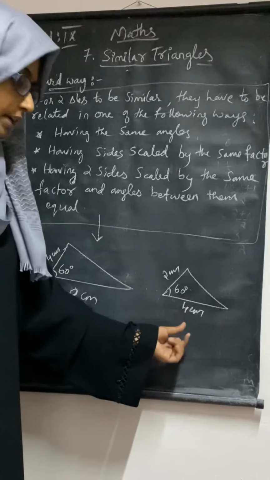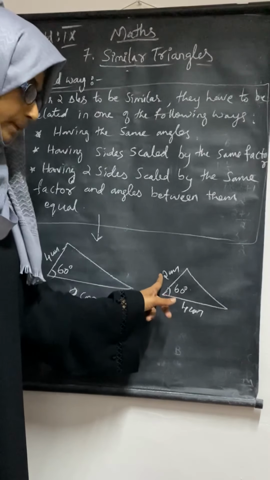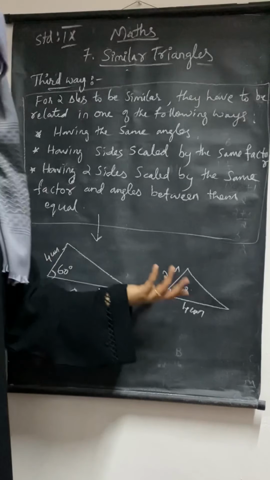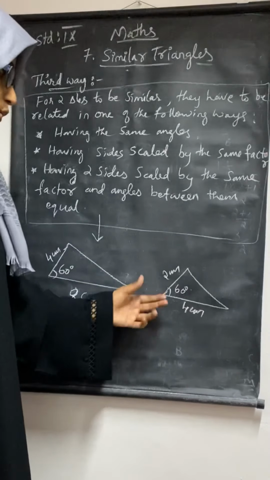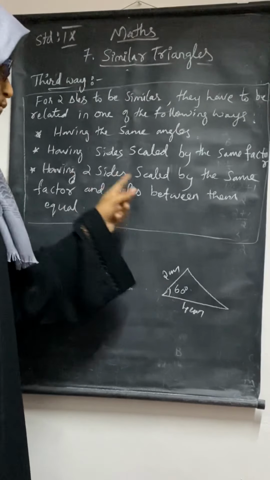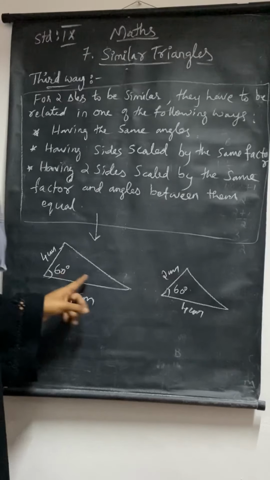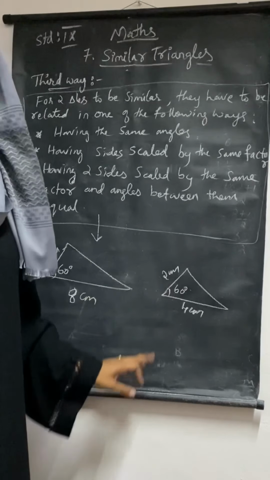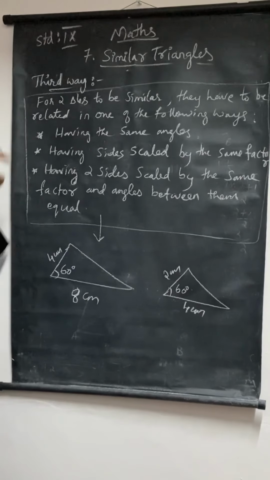What happens here? Here you multiplied by 2. You got 8. Here also you multiplied by 2. You got 4. Not only 2, any number, but the number which you multiplied are same. So that is the meaning here. Having two sides scaled by same factor, then angle between them equal, then we can say these two are similar. This is the third condition. So these are the main three conditions you should remember.